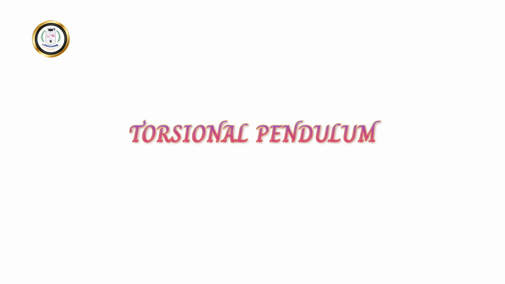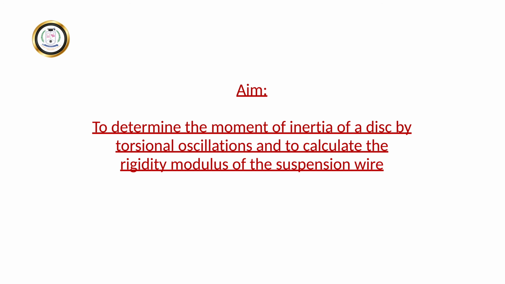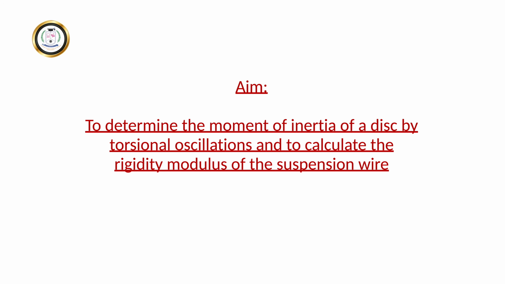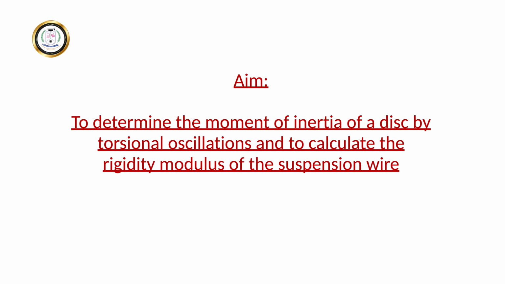So, the name of the experiment is torsional pendulum. The aim of the experiment is to determine the moment of inertia of a disc by torsional oscillations and to calculate the rigidity modulus of the suspension wire.